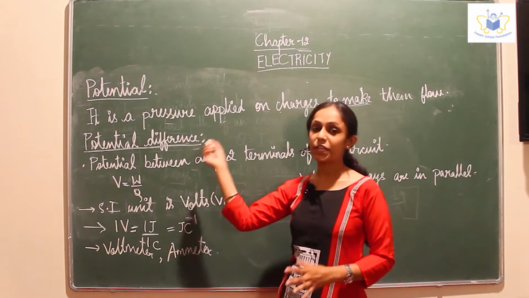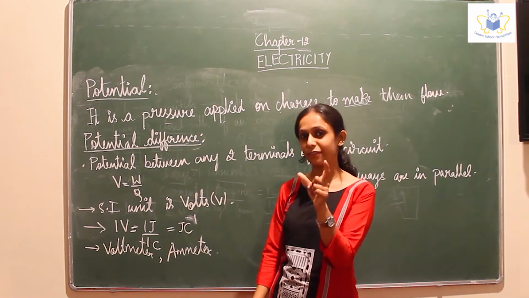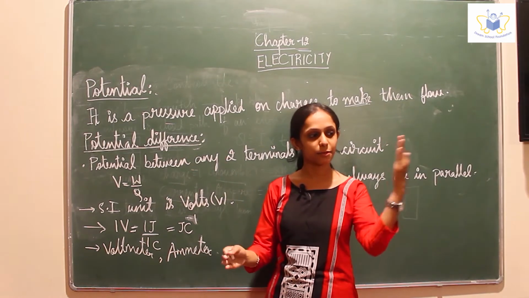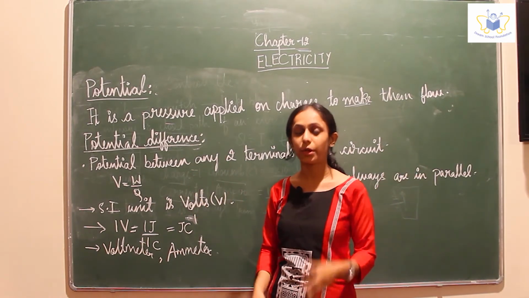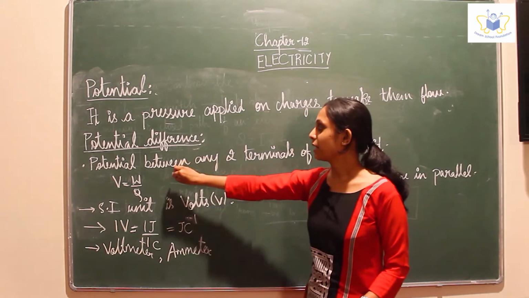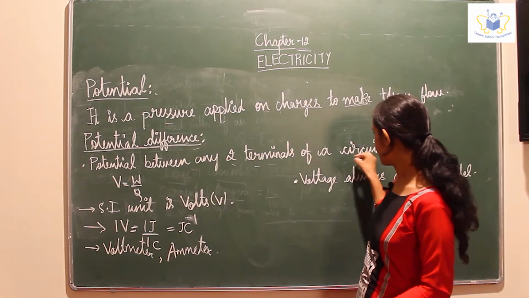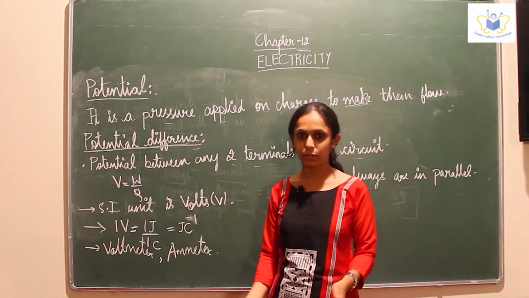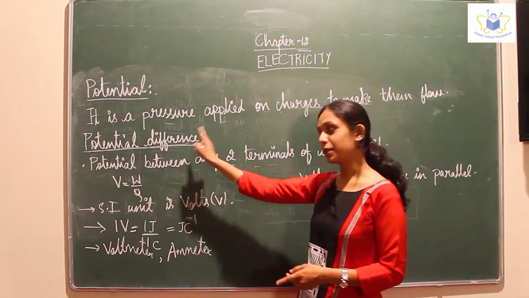Now what is potential difference? What do you mean by difference? When you compare two quantities, you find out the difference. Difference between this and this is so and so. Similarly in electricity, there may be a potential between any two terminals of a circuit. So the difference between two potentials of a circuit is called potential difference.